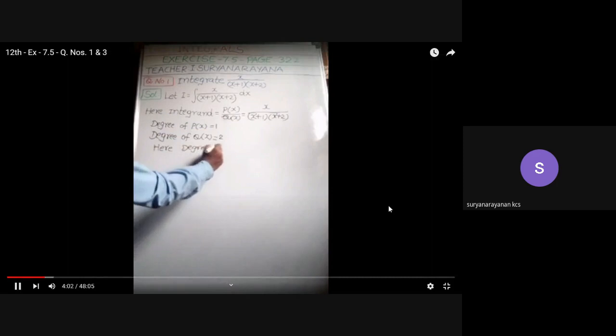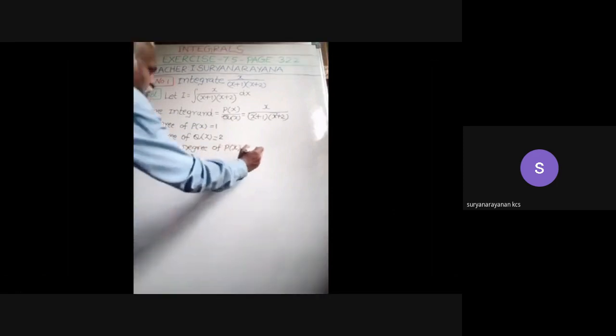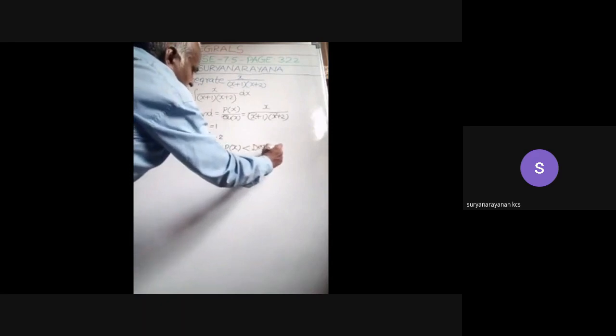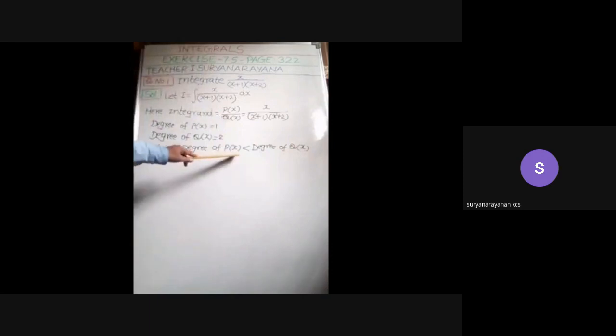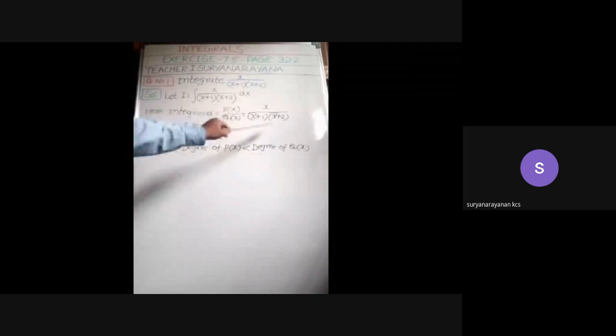Okay, my children, right. Then the degree of p of x is here. First we have to confirm this statement: whether the degree of p of x is less than the degree of q of x or not. Yes, 1 is less than 2, isn't it, my children? Therefore, the given rational function is a proper rational function. Isn't it, my dear children? It is a proper rational function.